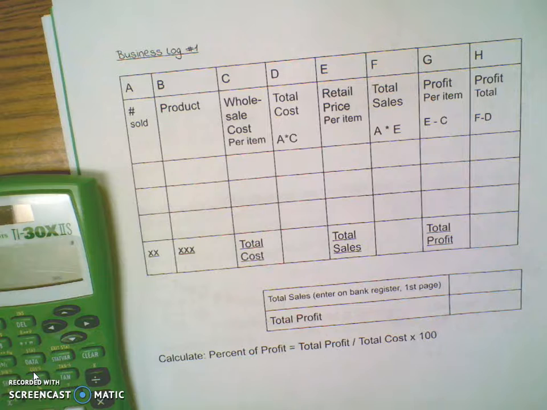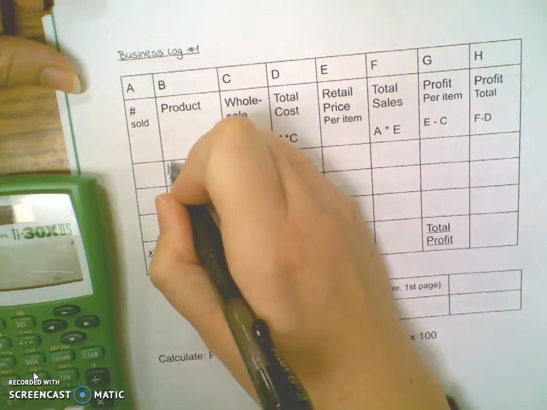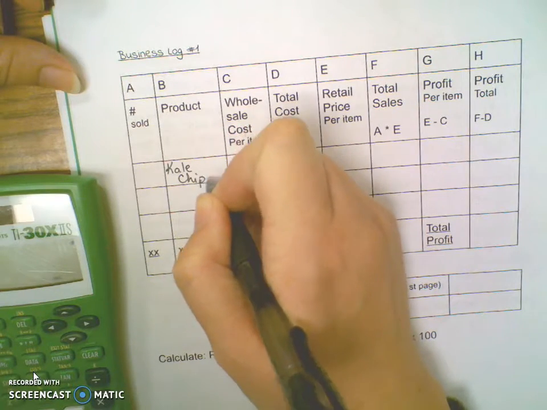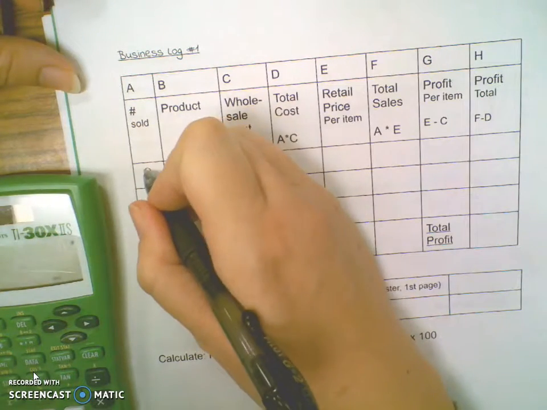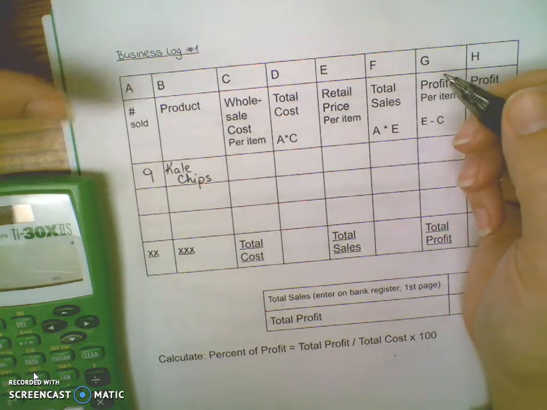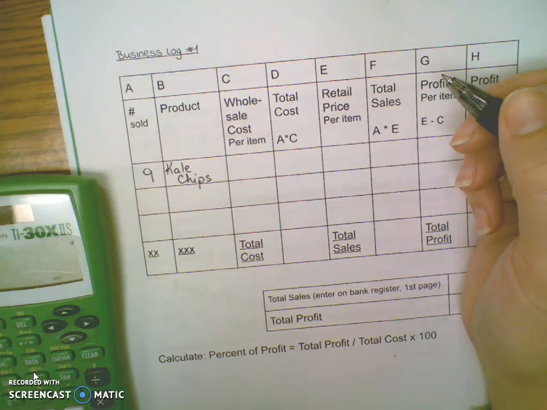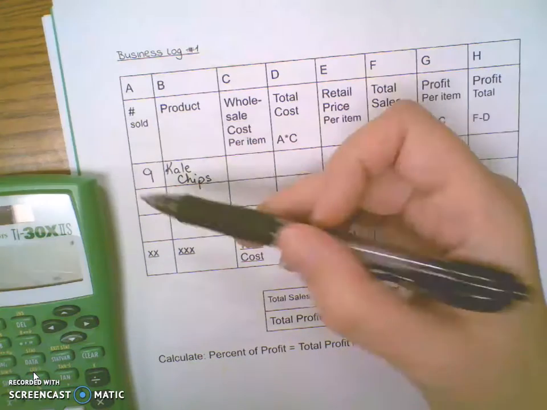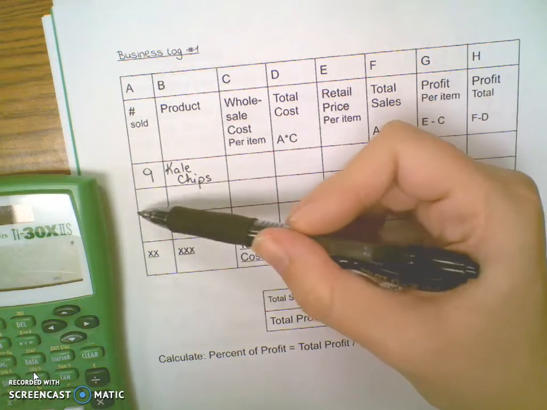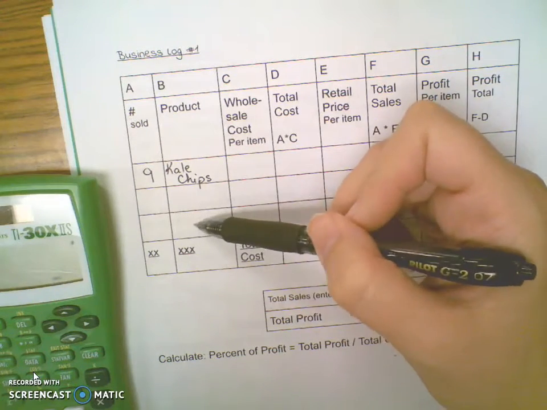So the very first thing you're going to want to do is count your price tags and separate them into product. For instance, I'm going to still go with my kale chips. So let's say for my kale chips, I sold 9 of them, meaning that I received 9 of my price tags back. So however many price tags you got, that's what you're going to put right here for number sold. And then you put your product here and you do it for all 3 of your products.